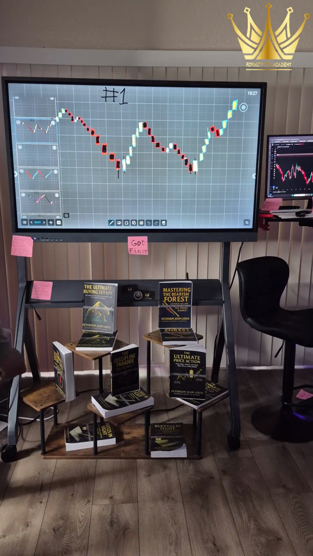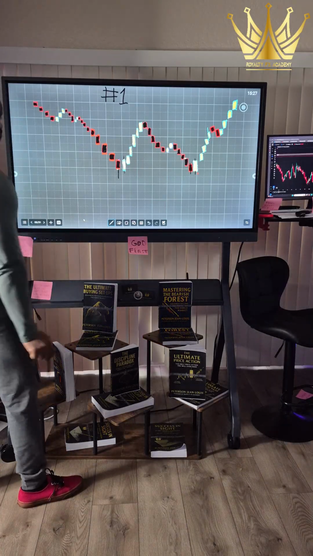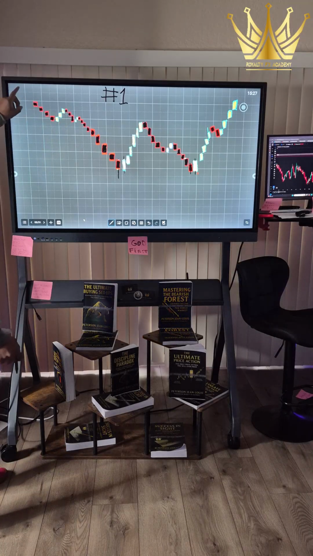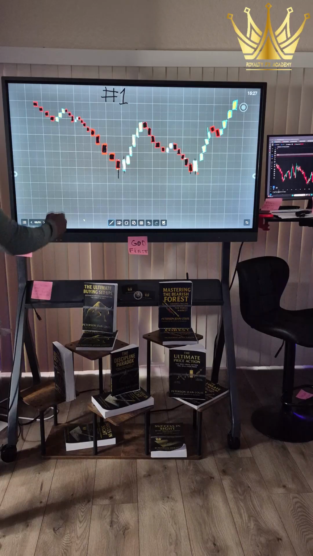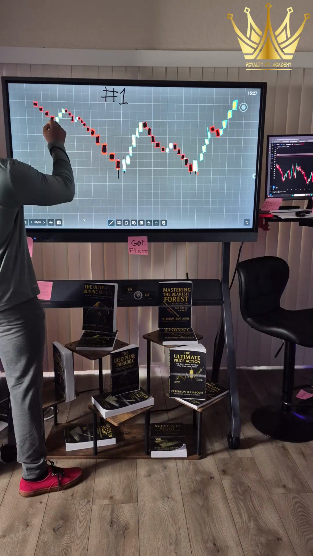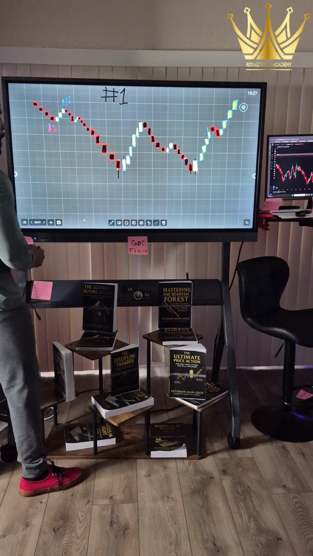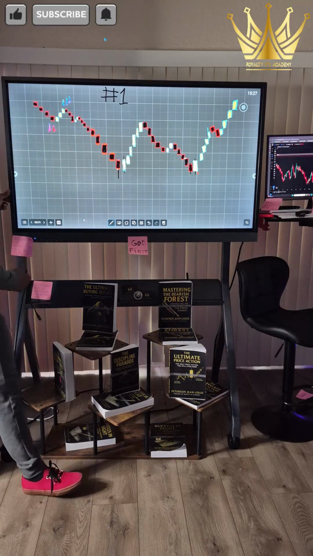Okay, here we go. So as you can see, we have a market that was selling, giving you lower lows and lower highs. It was just falling. And this is where it stopped.